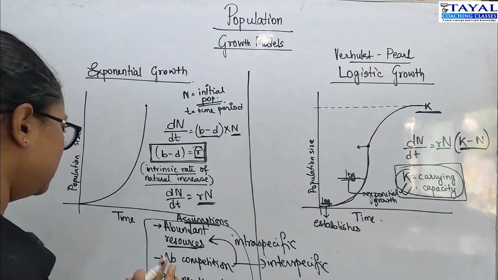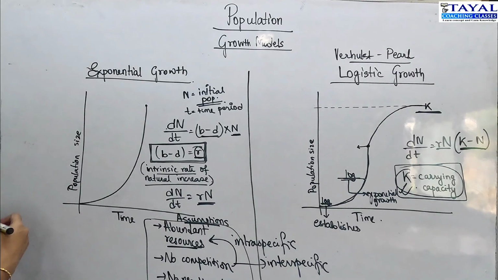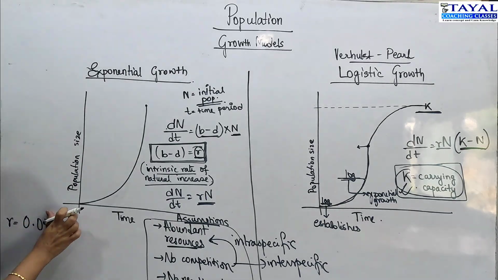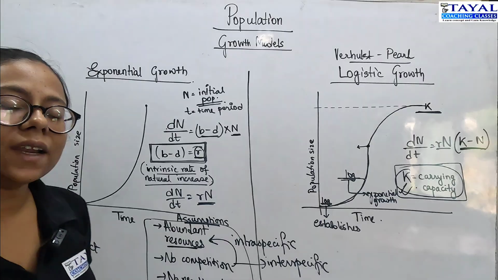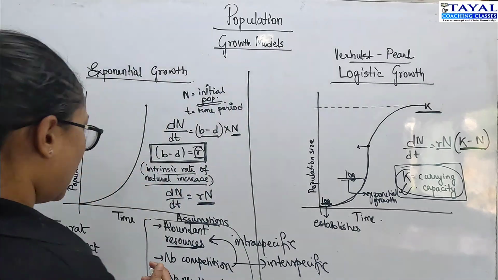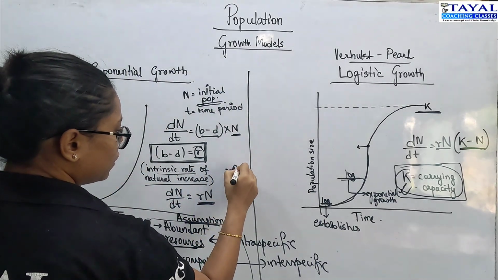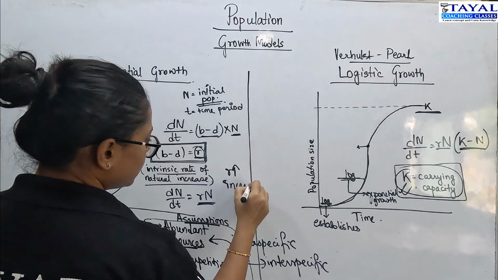So let's take an example. Now let's first look at how R varies from organism to organism. R for a mammal, let's say a rat, is about 0.015, something around like that. But for an insect, this is 0.12. So you can understand how much of a difference in R. So the higher the R, the higher the increase.